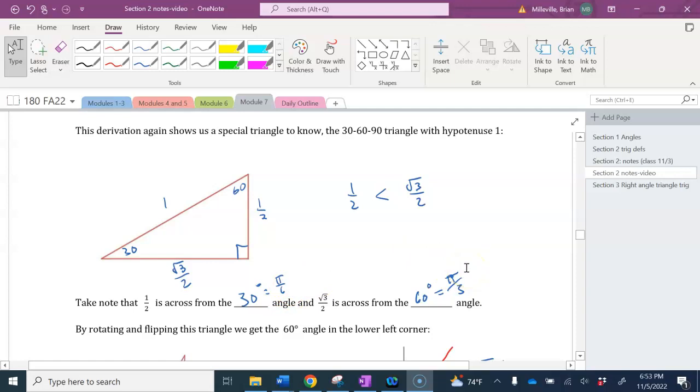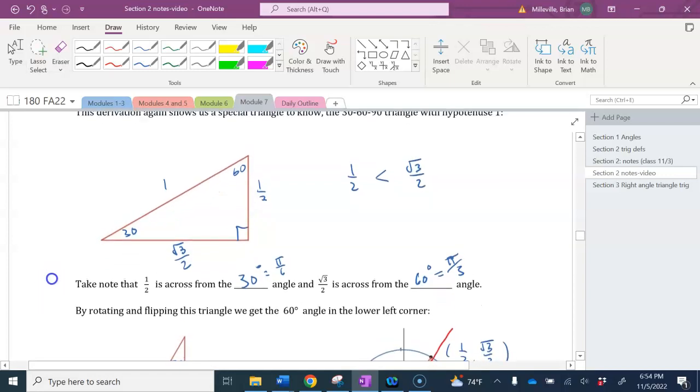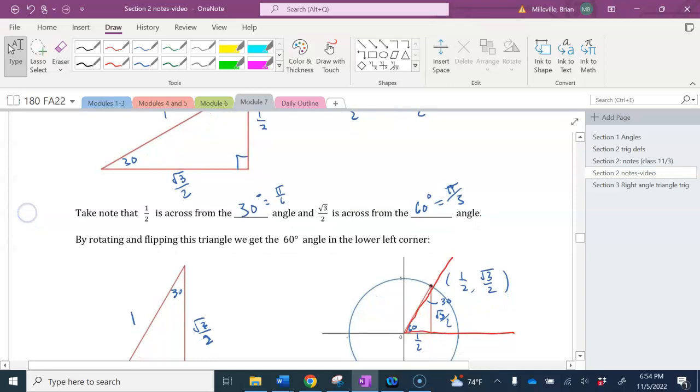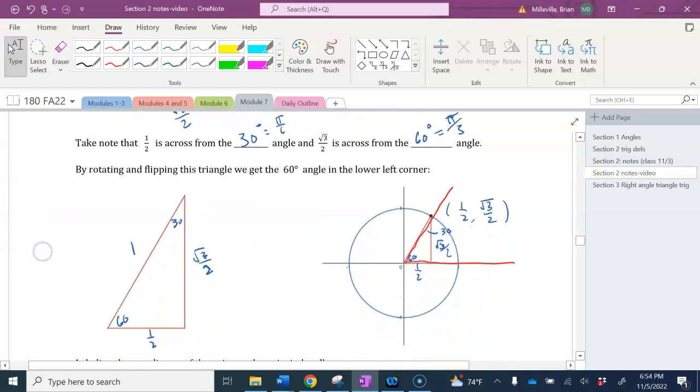All right, again, think about that. Across from the smaller angle, we must have the smaller number, right? And the square root of 3 over 2 is larger than 1/2 because the numerator is larger for the square root of 3 versus 1. So keep that in mind here. Always, across from the 30-degree angle is 1/2, across from the 60-degree angle is square root 3 over 2.